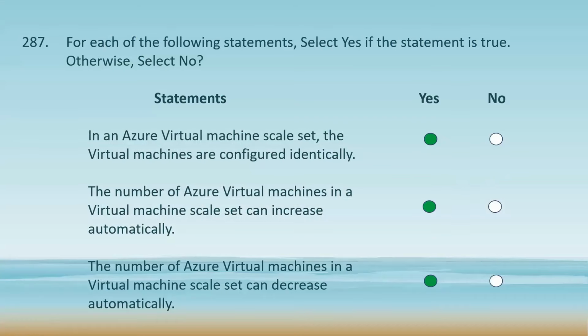So friends, I hope you now understand why all these three statements were correct, and you also understand how a virtual machine scale set works. If you still have any doubts, please post them in the comments section.